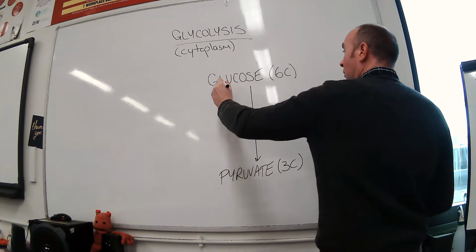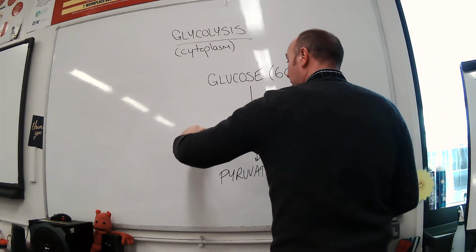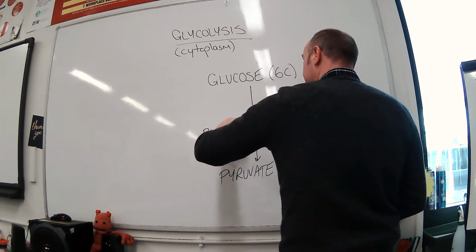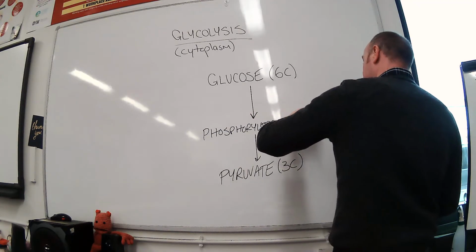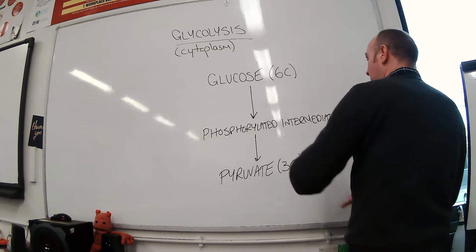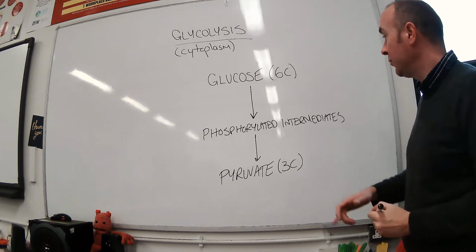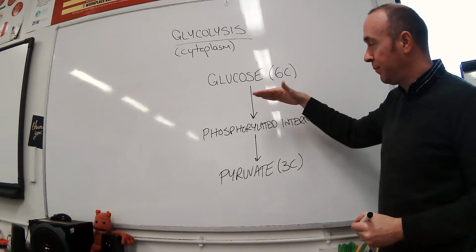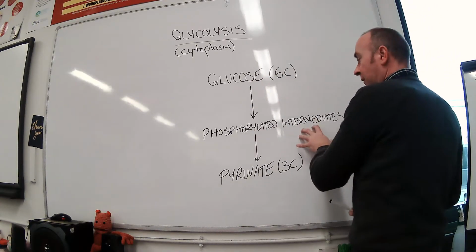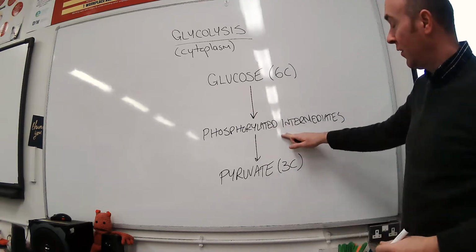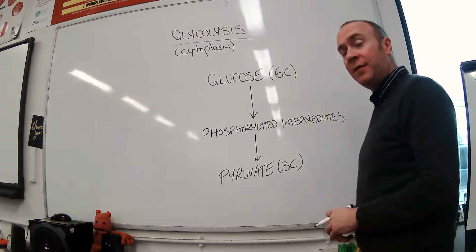The first stage involves the phosphorylation, or the addition of phosphate, to this glucose, forming some phosphorylated intermediates. That word intermediates, if you remember, was used in the metabolic pathways topic as well, just to describe chemicals in the middle of a pathway. So glucose is first phosphorylated to give us these intermediates, and then these phosphorylated intermediates are broken down into pyruvate.